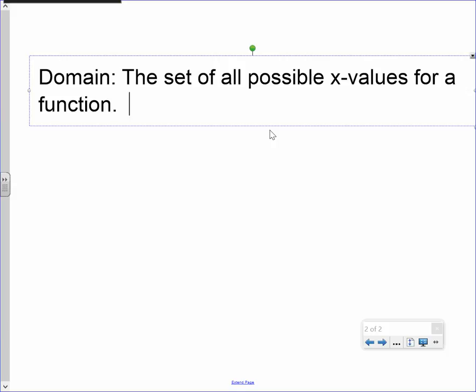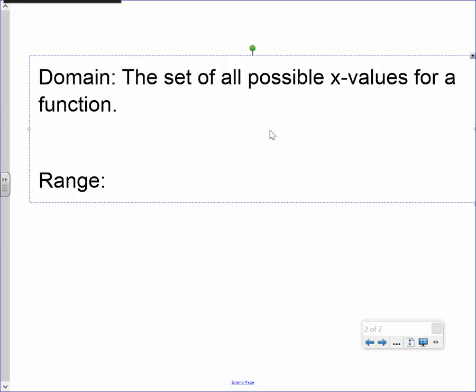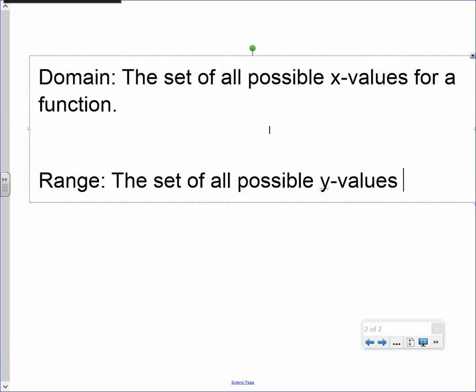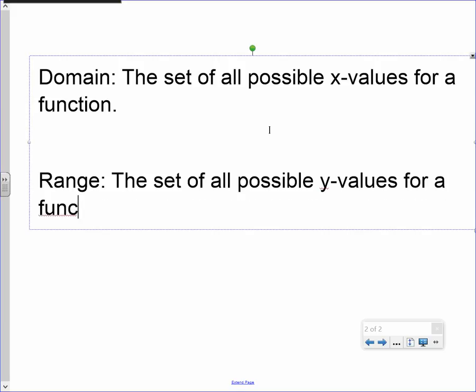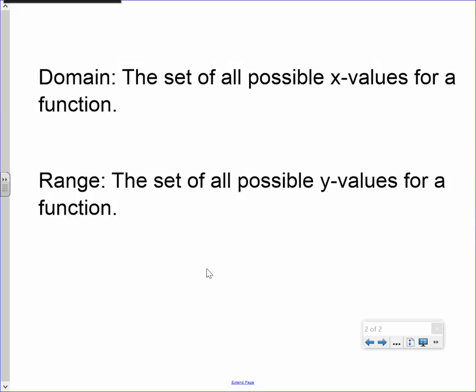And underneath that, a range. The set of all possible y values for a function. The set of all possible y values for a function. Write that down.